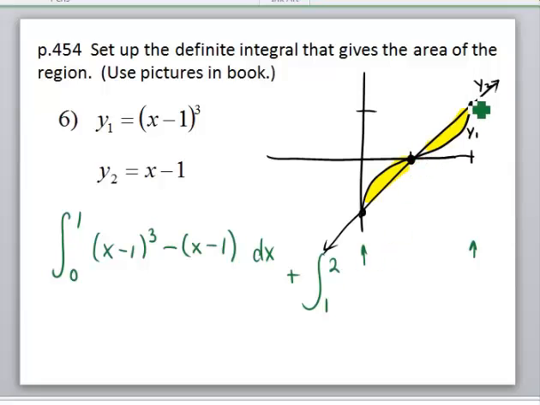This time the top function is the line, x minus 1, minus x minus 1 cubed. And this would be dx as well. We could talk a lot more about this function, but since we're just setting this up, I want to just go ahead and talk about it in this sense. I'm not so much finding the area right now. We'll talk about that as we progress in this section.